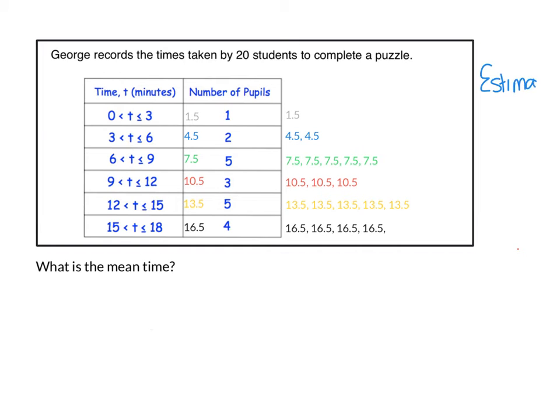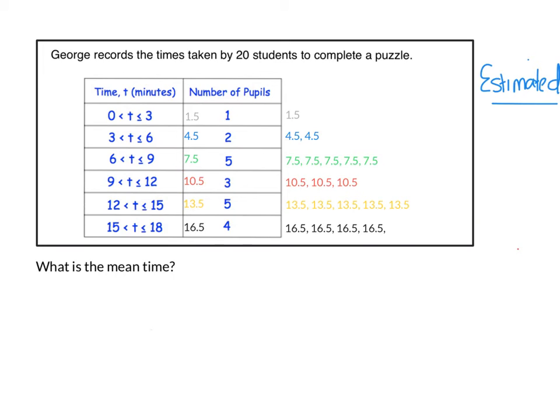And it's estimated purely because we have taken the midpoints to be the truth, when actually it might not be. It could have taken this pupil only 30 seconds rather than 1.5 minutes. It could have taken these 3 pupils here, it could have taken them all 12 minutes rather than 10.5 minutes. So actually it's just an estimate. So it's estimated mean.